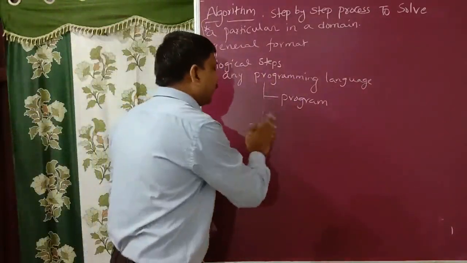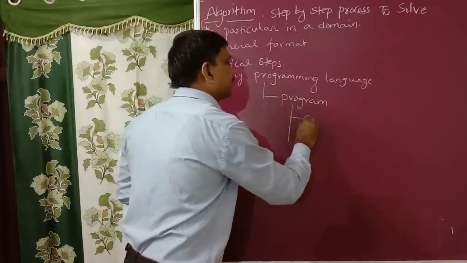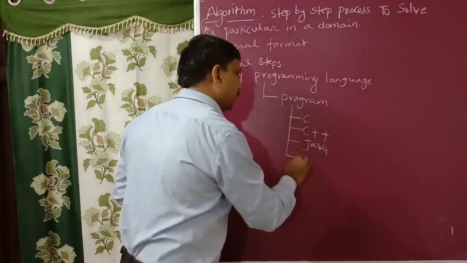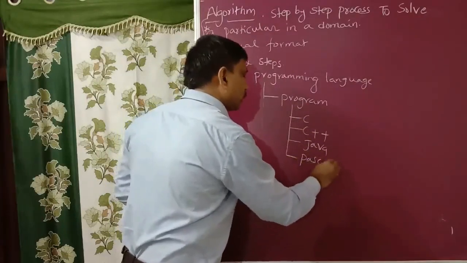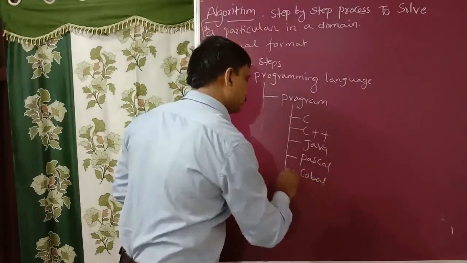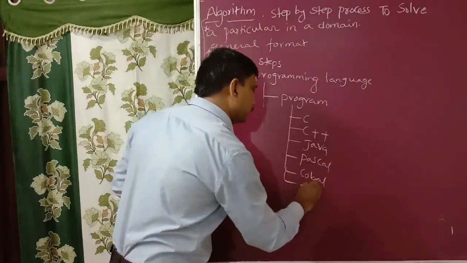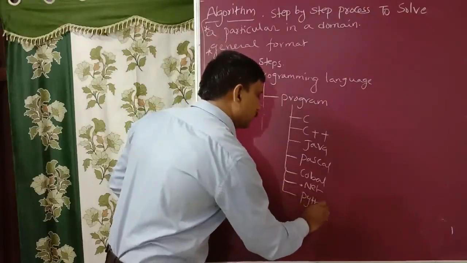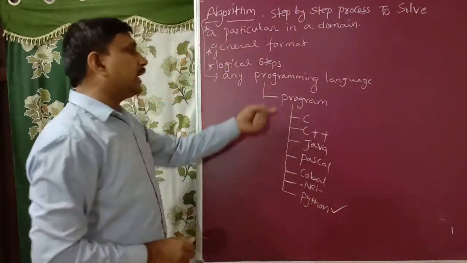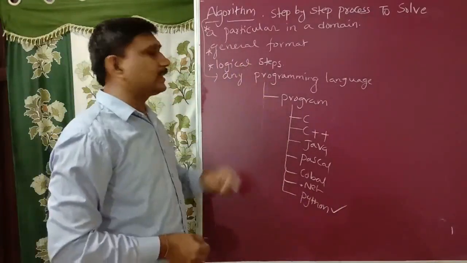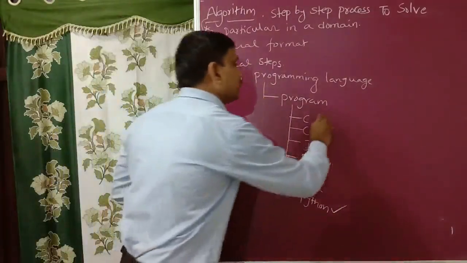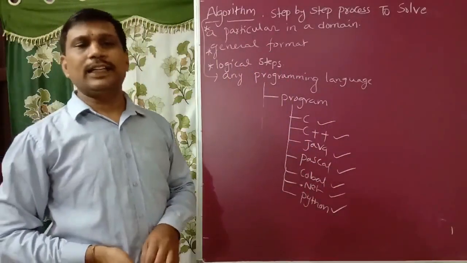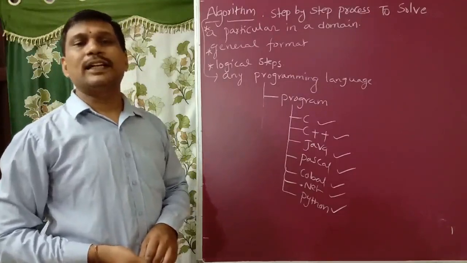So what do we mean by program here? C language, C++, Java, Pascal, COBOL, .NET and Python. We convert all the logical step-by-step process steps into either C, C++, Java, Pascal, COBOL, .NET or Python. So this is the concept.